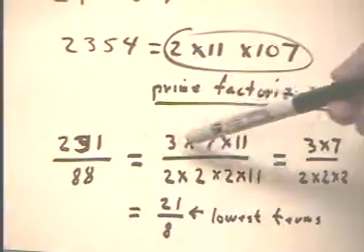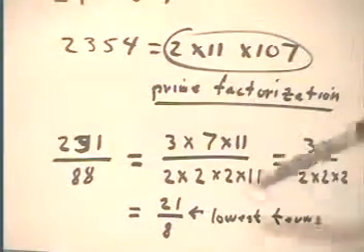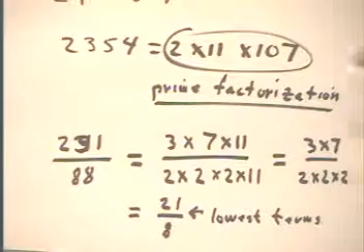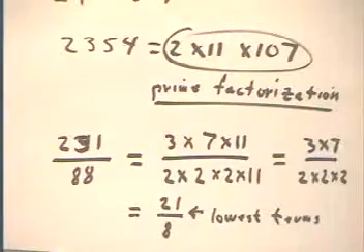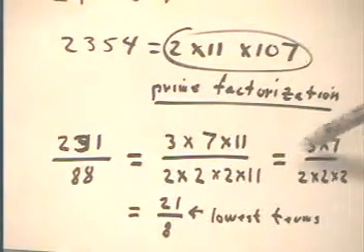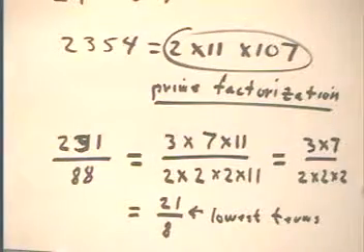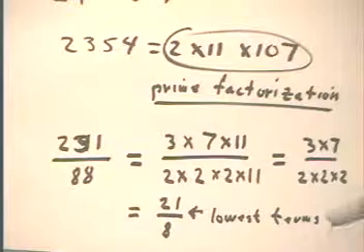Now what do we know? If we got 3 times 7 times 11 over 2 times 2 times 2 times 11, 11 divided by 11 is 1. So that's just the same as 3 times 7 over 2 times 2 times 2, which is 21 over 8. This is in lowest terms because the prime factorizations of 21 and 8, which is what we have here, have nothing in common. If the prime factorization has nothing in common, there are no common divisors, and you simply can't reduce the number.